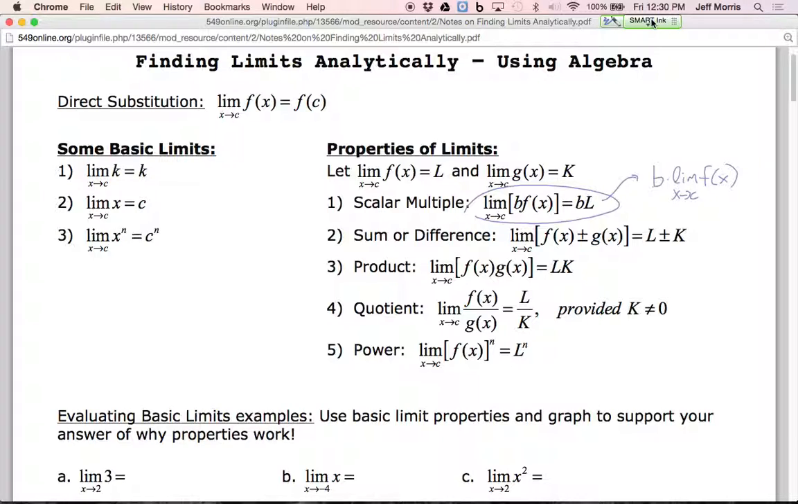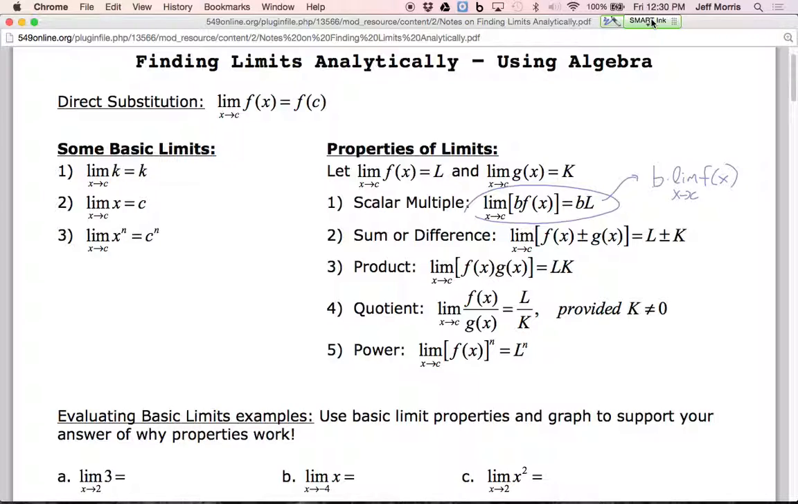Real quick, the sum or difference property says you can do the limit of multiple functions that are added and subtracted. So I can do the limit of f of x, figure out that's L, and I can add or subtract whatever the limit of g of x is. So I just take L plus or minus k. And I'll illustrate these more on Monday. So you can find the limits individually.